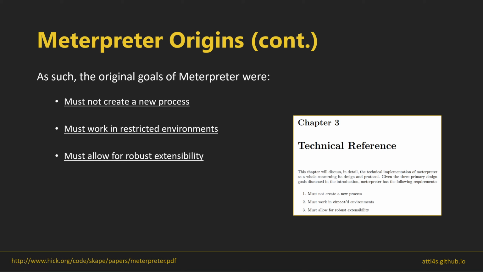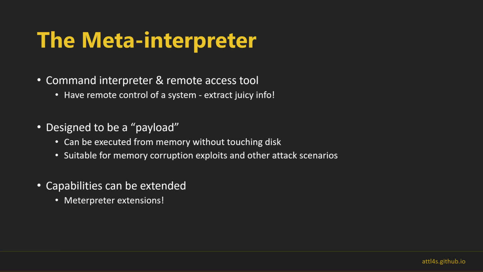And finally, Meterpreter must allow for robust extensibility. This is related to the limitations on command interpreters, where if the built-in commands don't cover what you need, you have to run more processes. In Meterpreter, you can use extensions, and we are going to talk more about that. So the Meta-Interpreter, which is the original name of Meterpreter, is a command interpreter and remote access tool, so you can use it to control a remote system.